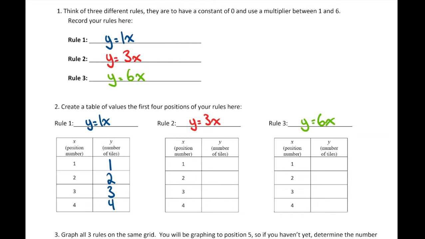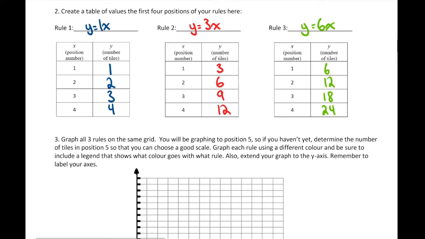For the second rule, y equals 3x, we can just multiply our position number by 3. So 1 times 3 is 3, 2 times 3 is 6, 3 times 3 is 9, and 4 times 3 is 12. You could also see that we're increasing by 3 every time. And then our last one, we'll have 6, 12, 18, 24.